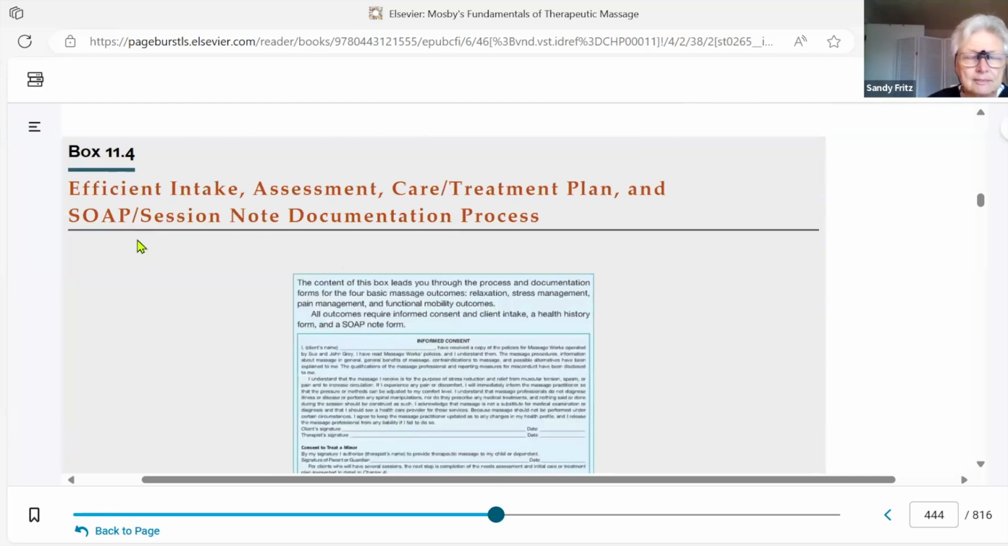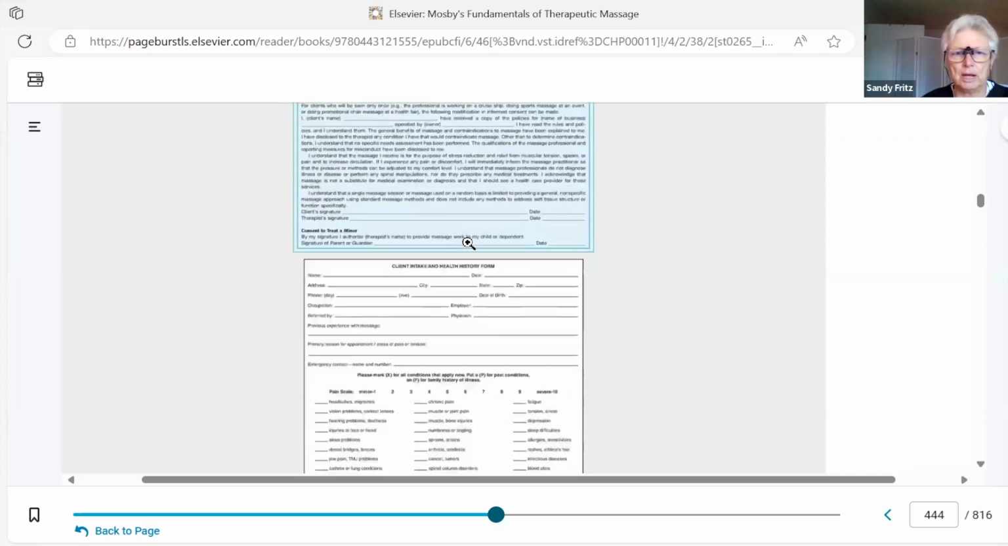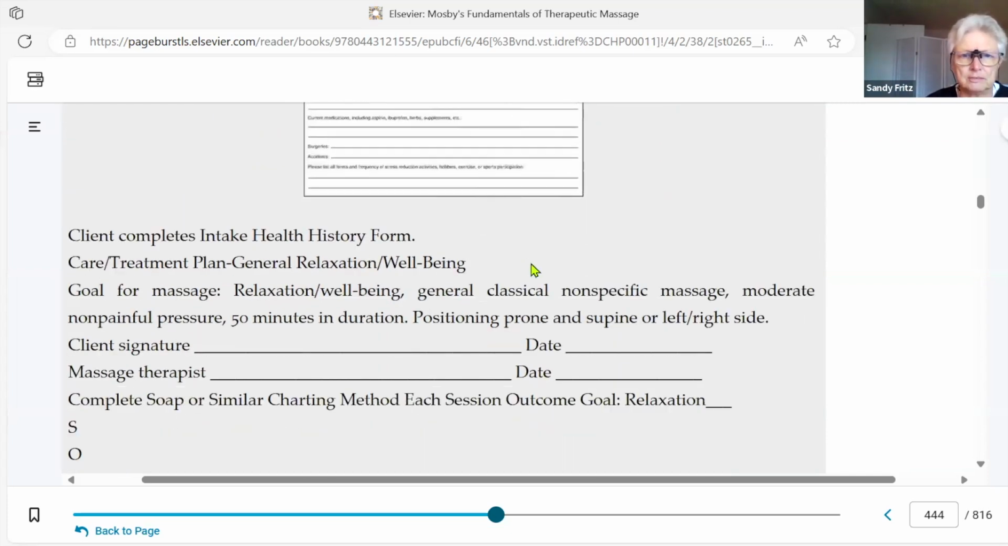So this box is really essential. It takes all of the various forms and it tries to pull it into a sequence from beginning to end. So slow down and pay attention to this box.